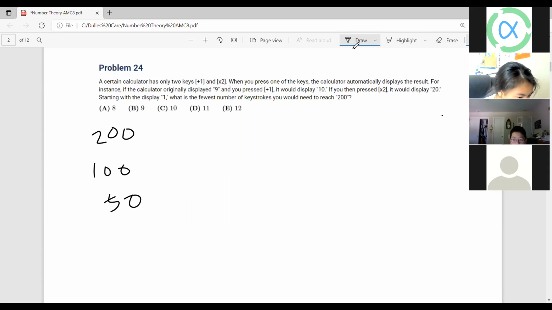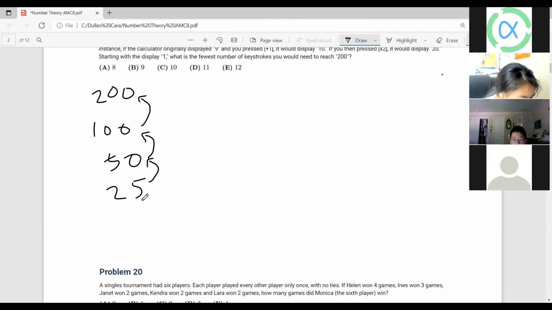Because if you remember, if you go from 50, you only need 1 keystroke, which is times 2 to 100. We do the same thing with 50 to 25. So 25 times 2 times 2 times 2 is the fastest way, or the shortest way, since you only need 3 keystrokes to get to 200.